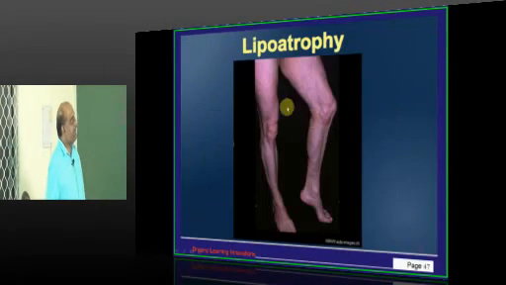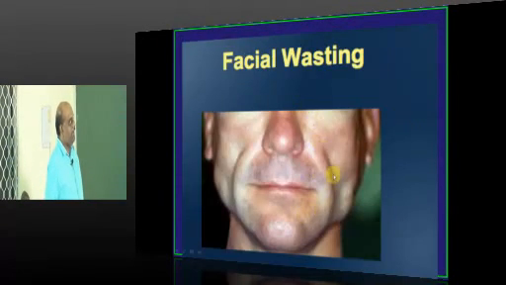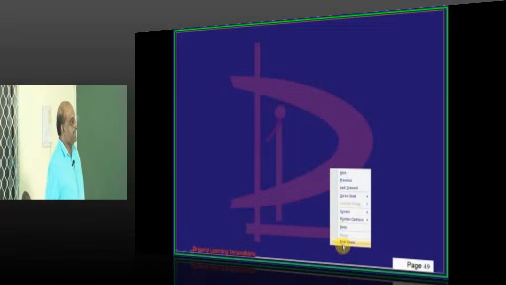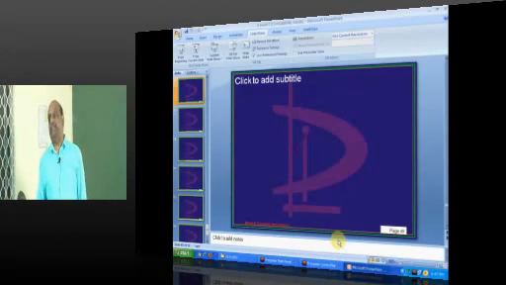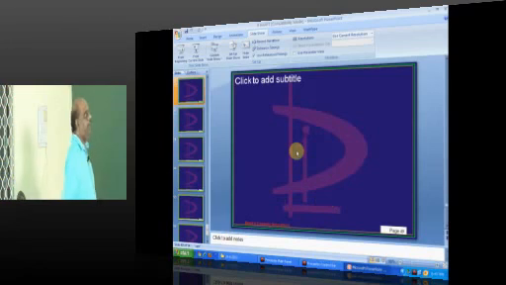This is how lipodystrophy can typically occur in people, with facial wasting. In the case of protease inhibitors, lipodystrophy is what you need to remember. So doctor, that brings us to the end of this.